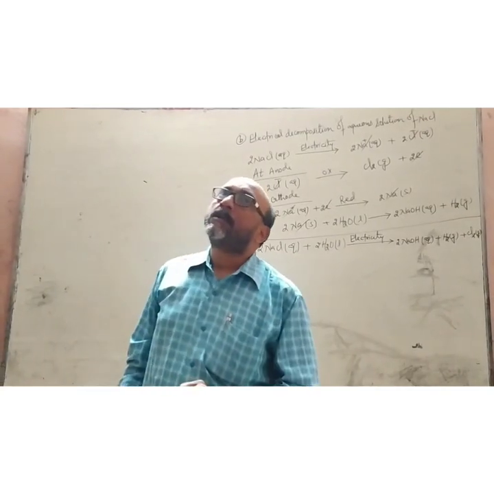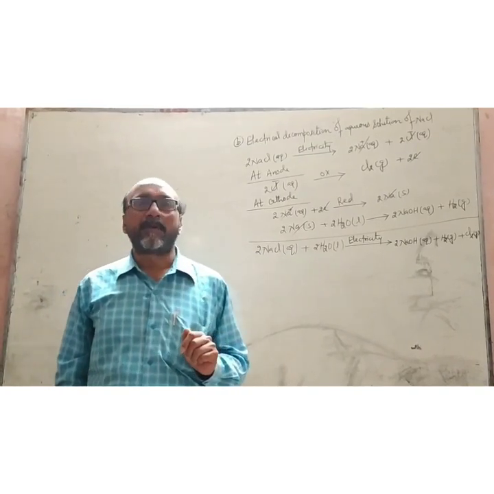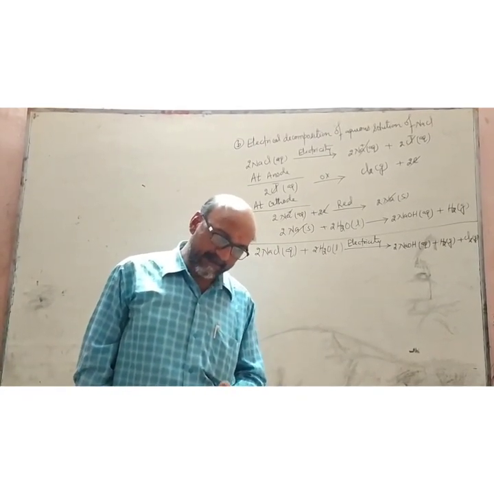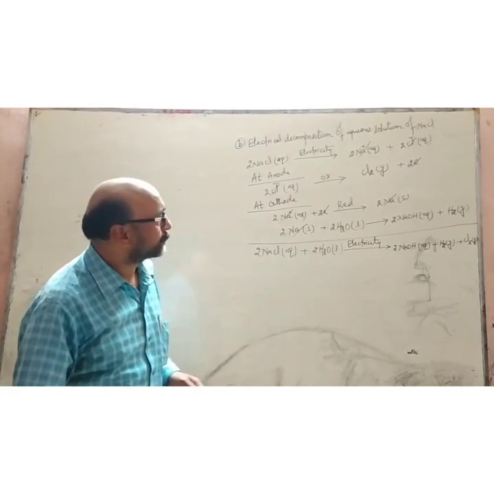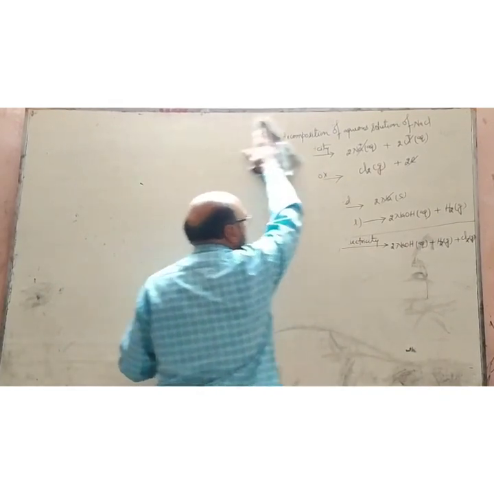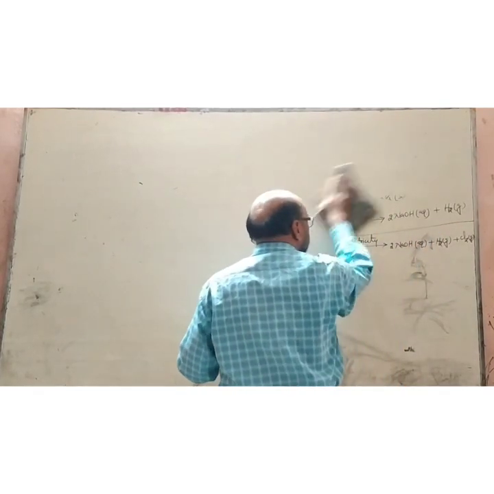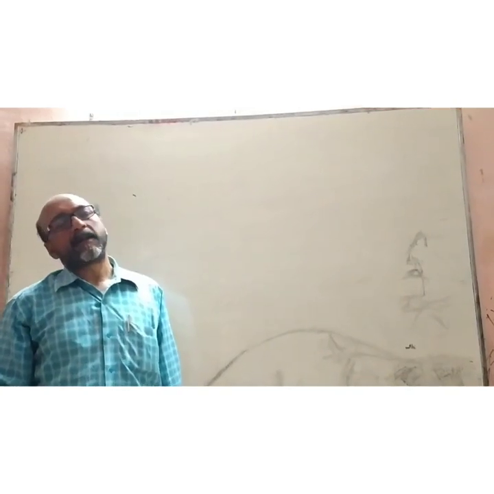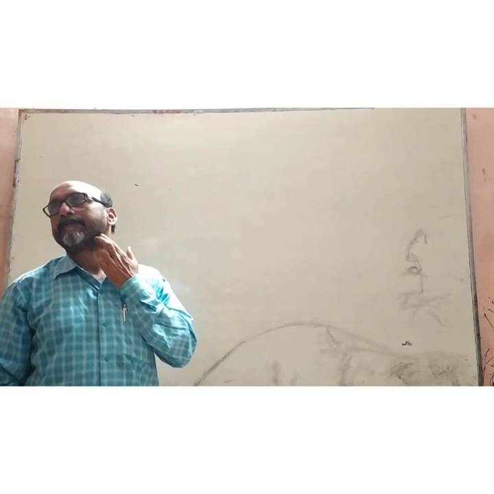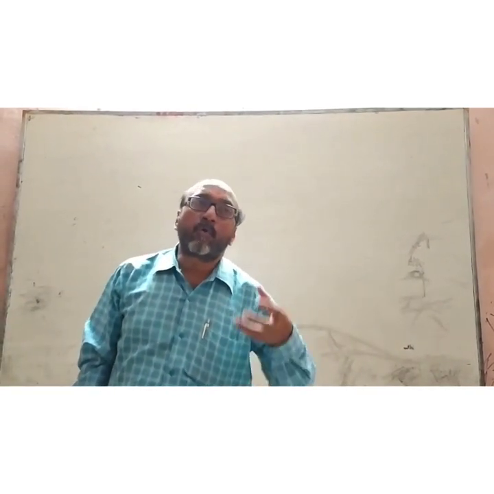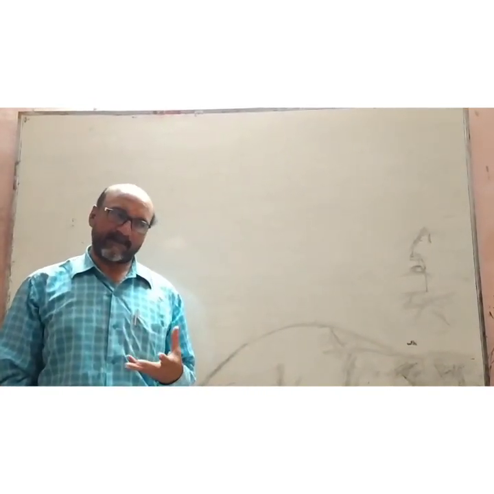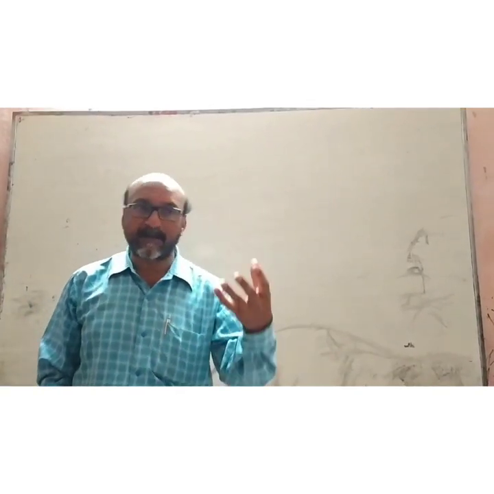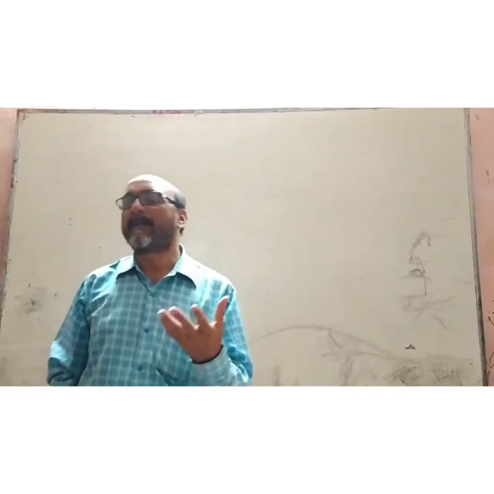Right? Now, the last part of decomposition reaction is the fourth type, which is catalytic decomposition reaction. Catalytic decomposition reaction. Catalyst, do you understand? Do you understand the term catalyst? Catalysts are the chemicals which control the rate of chemical reaction, which may increase the rate of chemical reaction or may decrease the rate of chemical reaction, depending upon the nature of catalyst used.